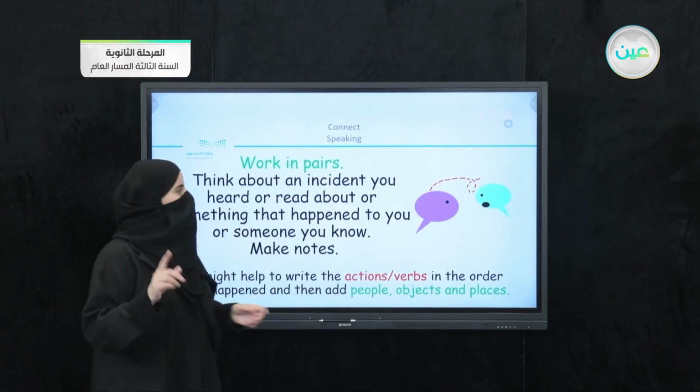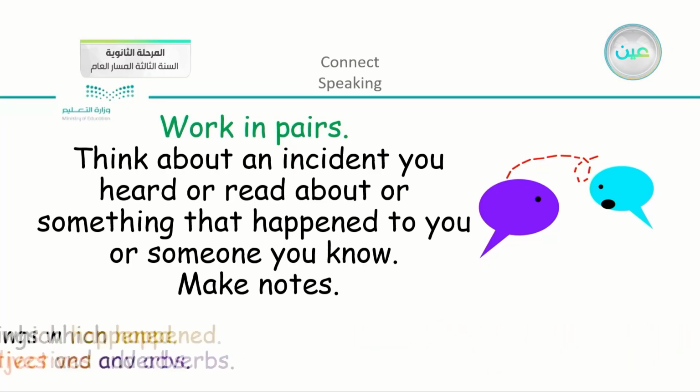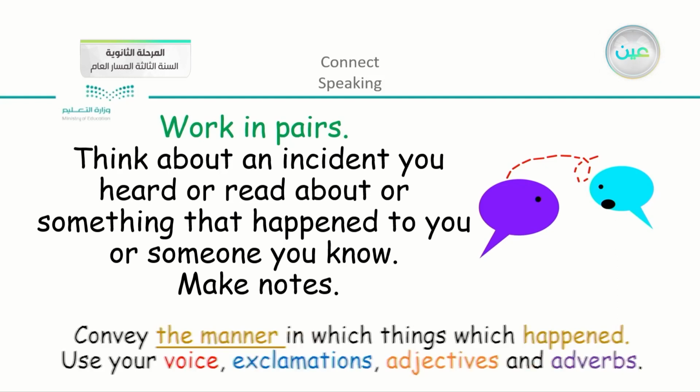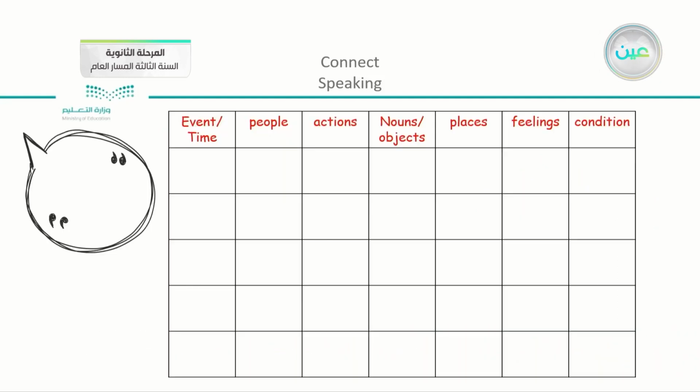I did mention that we have here a table. We're just going to pass by it right now, but before that, convey the manner in which things happened: use your voice, exclamations, adjectives, and adverbs. We did mention the difference between spoken and written: we have the tone of voice, and how you speak is totally different from writing.